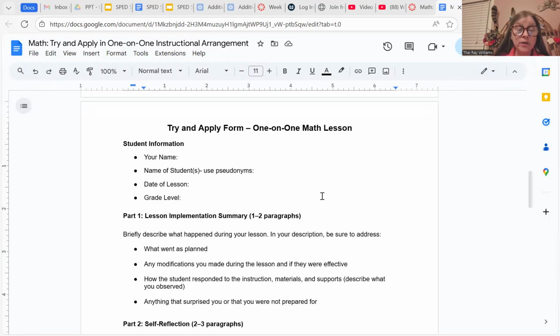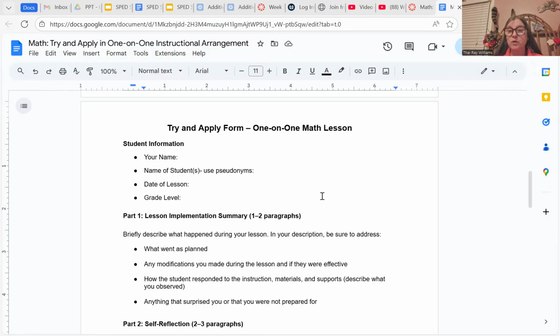So I want to share with you more information on your try and apply assignments. This is the try and apply form. You'll find it on Canvas under your assignments. I want to go over with you what it entails and what the expectation is. This try and apply form goes for any content area in any lesson you're teaching.